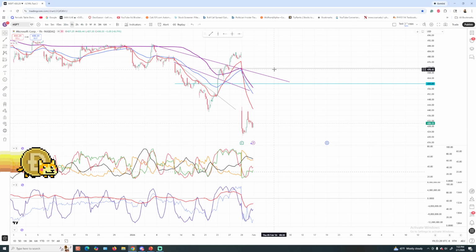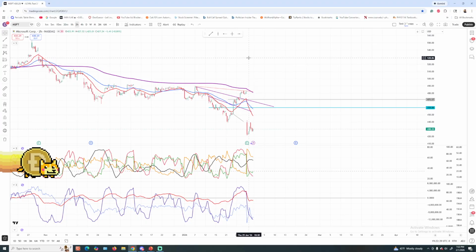Microsoft, I don't want to touch Microsoft. I don't even want to look at it. We don't have Microsoft as a long-term choice. But I think people are just trying to play the bounce right now. I don't really care for it.